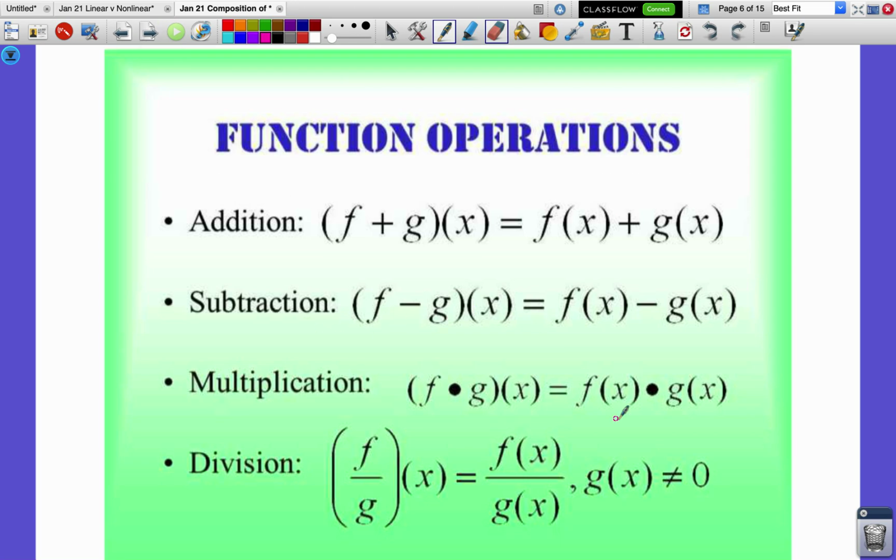Function operations. Functions are mathematical machines that take inputs and give you outputs. You can combine functions by running them on the same input, so this is your input here, and then combining the results with some sort of operation. All right, and it's exactly how you would think it would work. f plus g of x is f of x plus g of x. We just write the input only once.